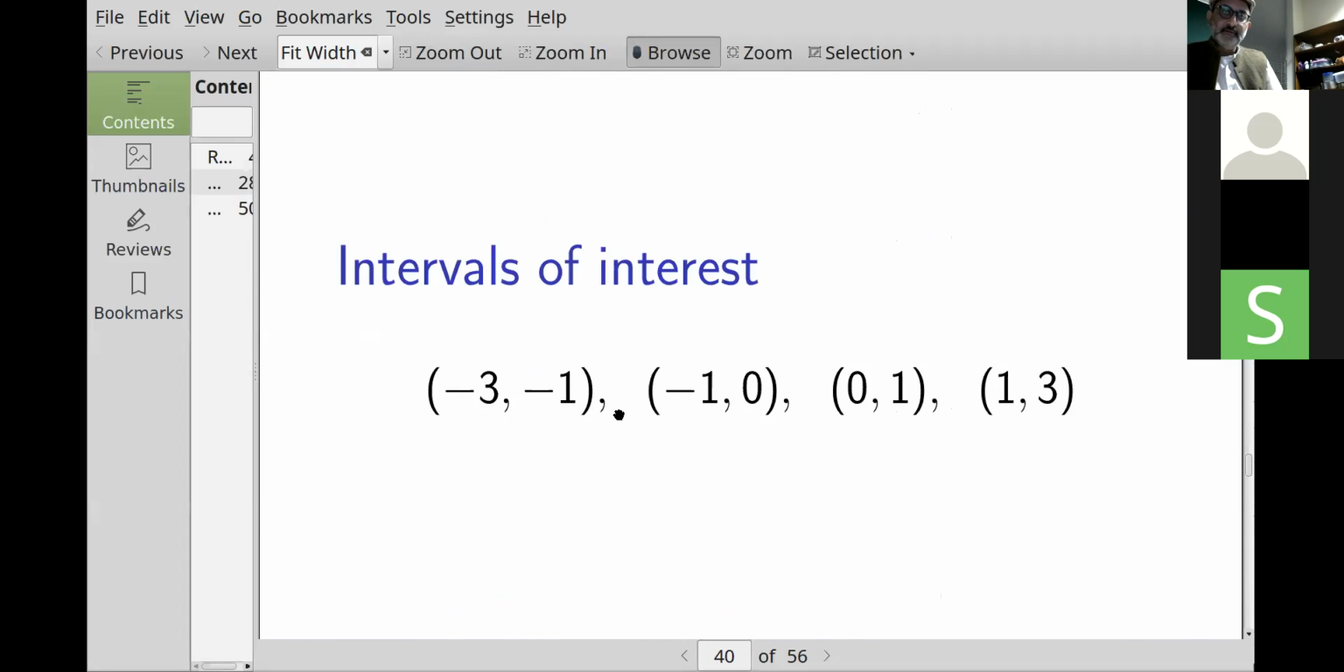Local minimum. Okay. The function was increasing between -1 and 0.